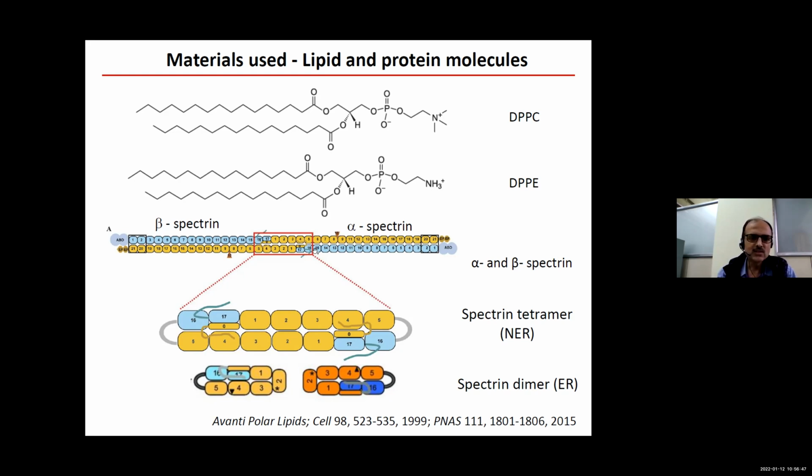And then there is the spectrin molecule, which is a really big molecule, like a polymer chain. I don't need to go through all the spectrin motifs. Basically it has alpha spectrin and beta spectrin, which combine to make a dimer or tetramer configuration, depending on what you are extracting from. So I have two kinds of spectrin. One is a spectrin tetramer, which is non-erythroid. Non-erythroid means it is not extracted from the red blood cell; we call it brain spectrin, because it is extracted from brain cells.